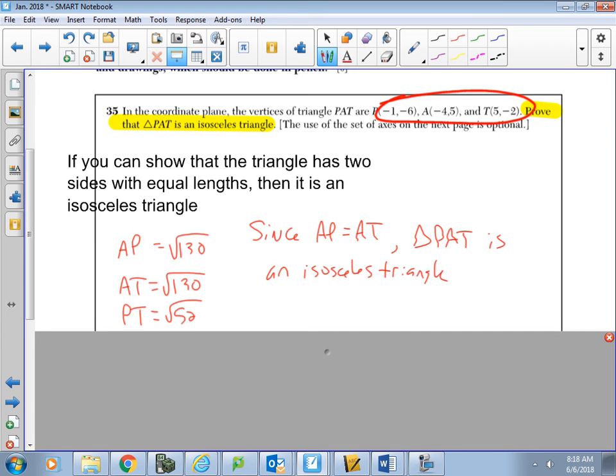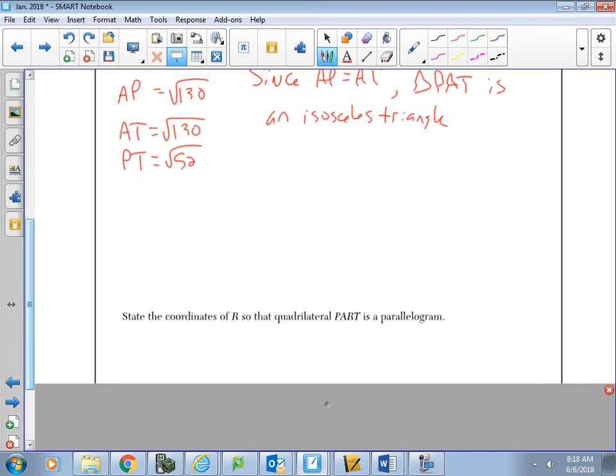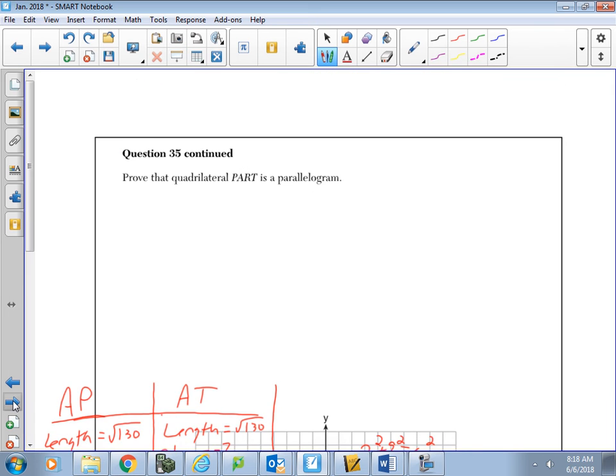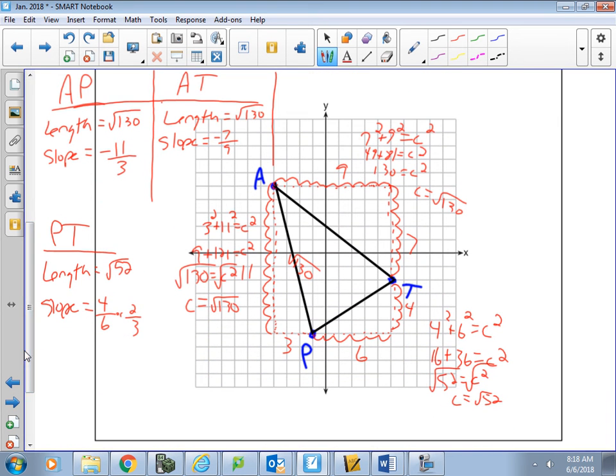So that's the first part. Now we have to jump to the next part. The next part says state the coordinates of R. The quadrilateral PART is a parallelogram. So that means we have to go back here and put a point somewhere that would make this a parallelogram.